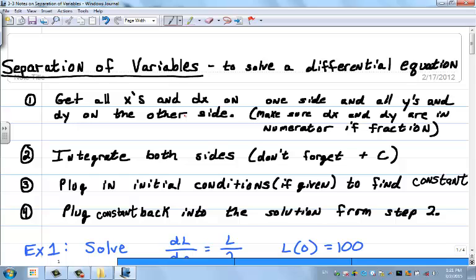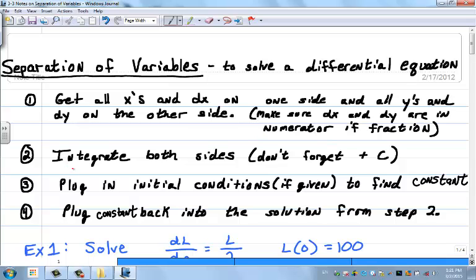First step is to get all the x's and dx on one side and all the y's and dy on the other side of the equation. Make sure dx and dy are in the numerator if it's a fraction, okay? So you can't integrate if you have something over dx. It's got to be something times dx.